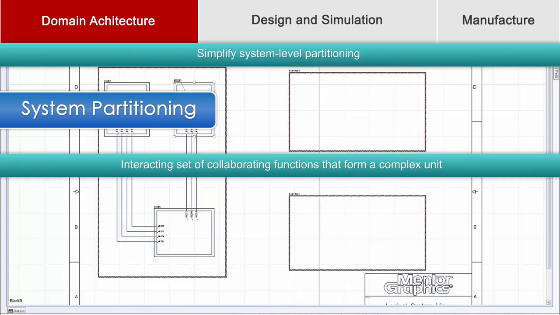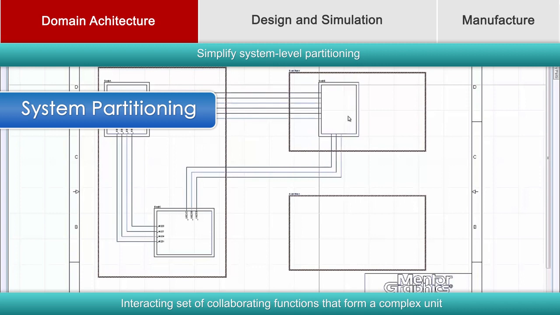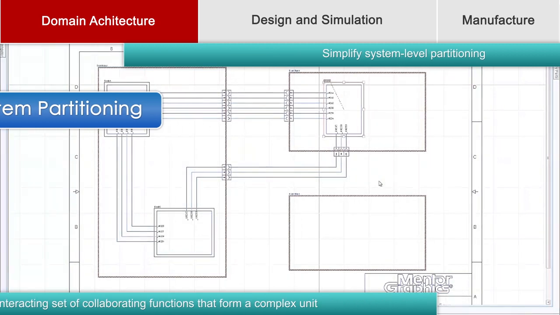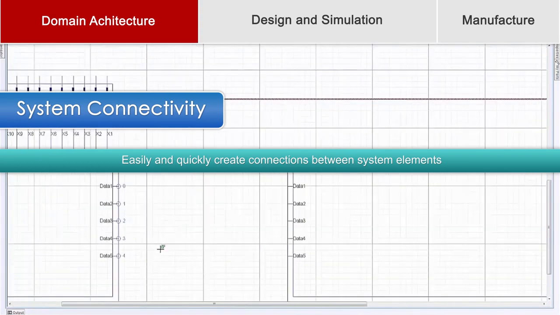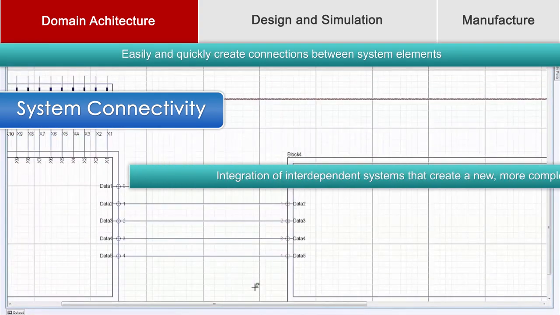From the highest level of system design definition to manufacturing execution that supports system partitioning and simplifies system connectivity, Xpedition's electronics architecture enables multi-board definition, partitioning, and connectivity management.